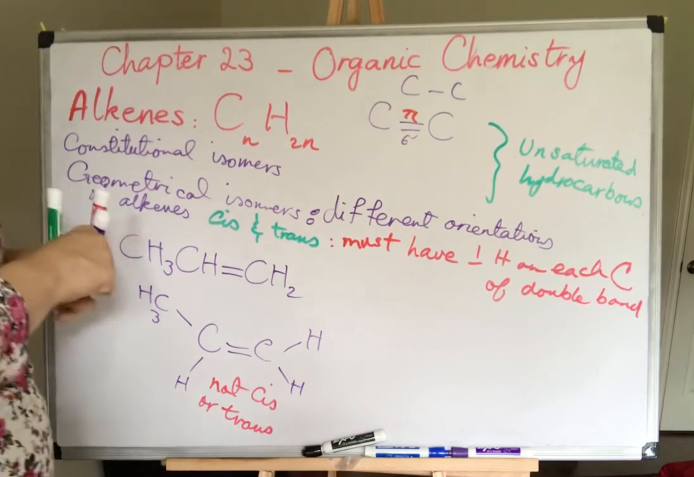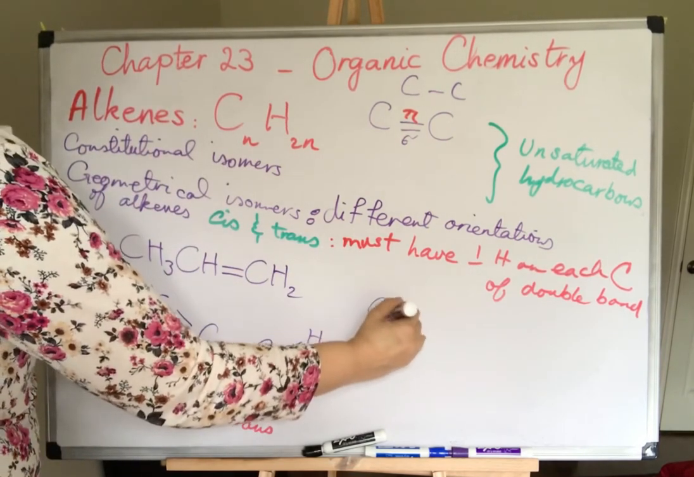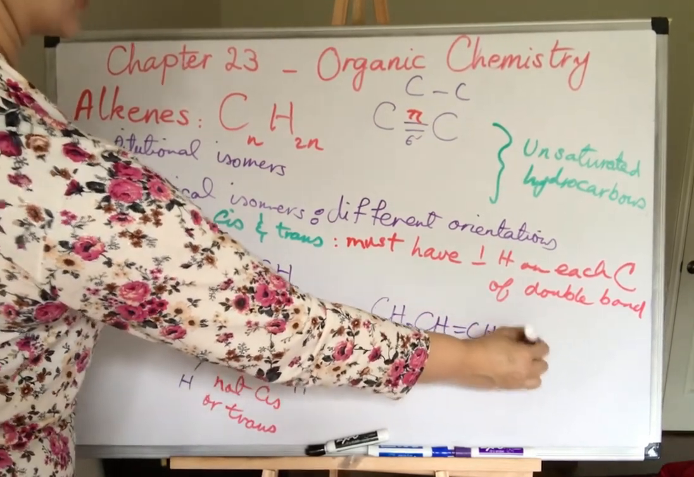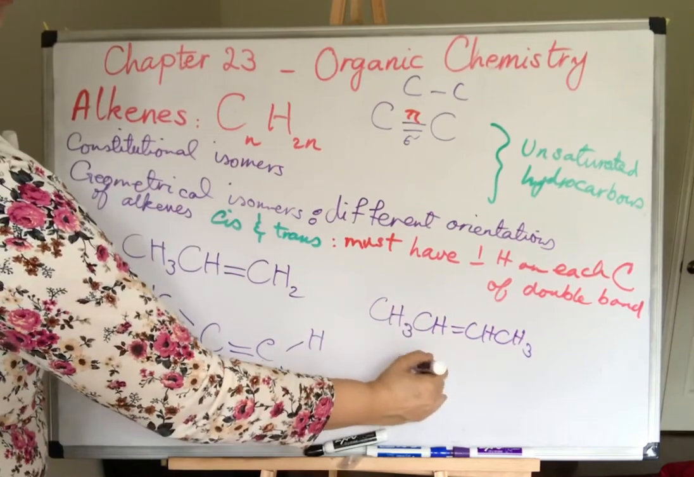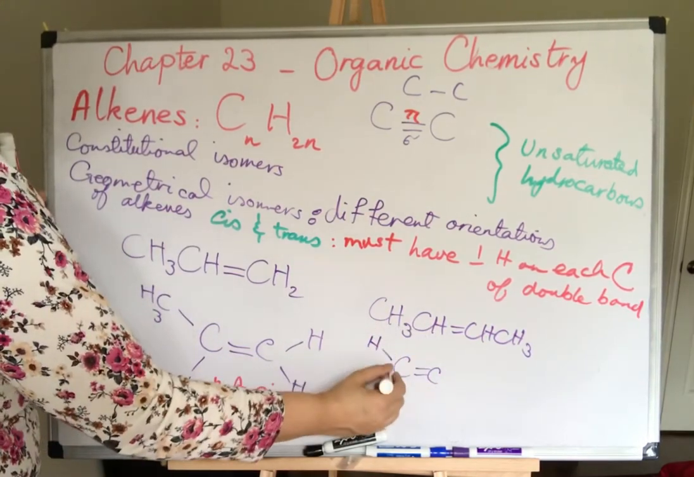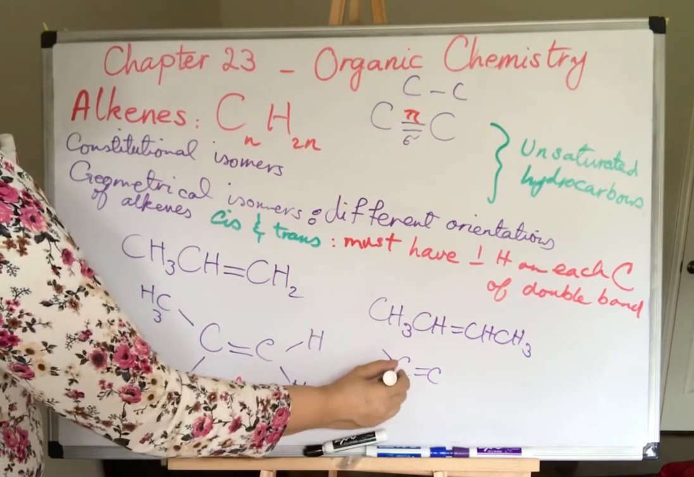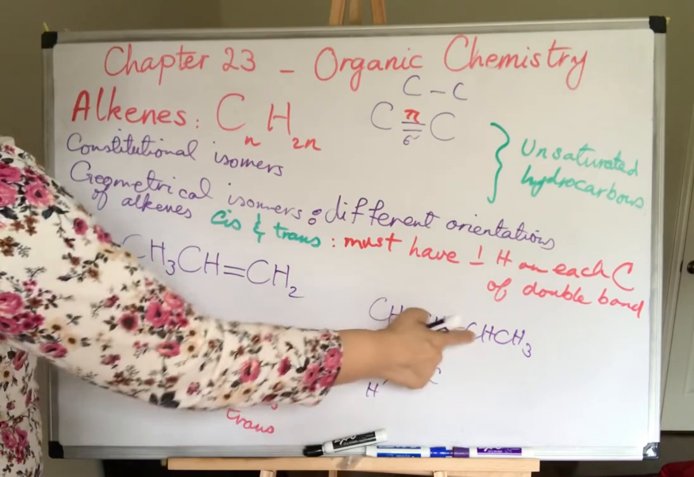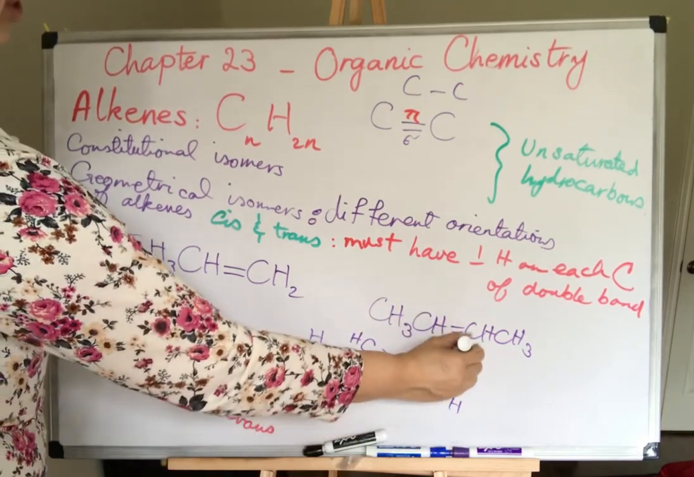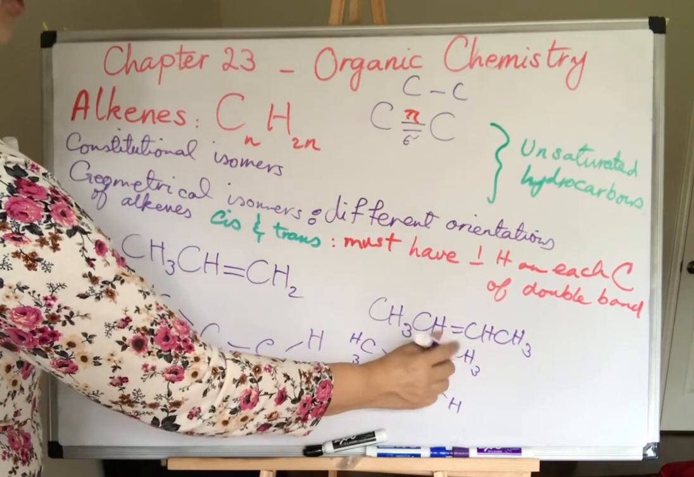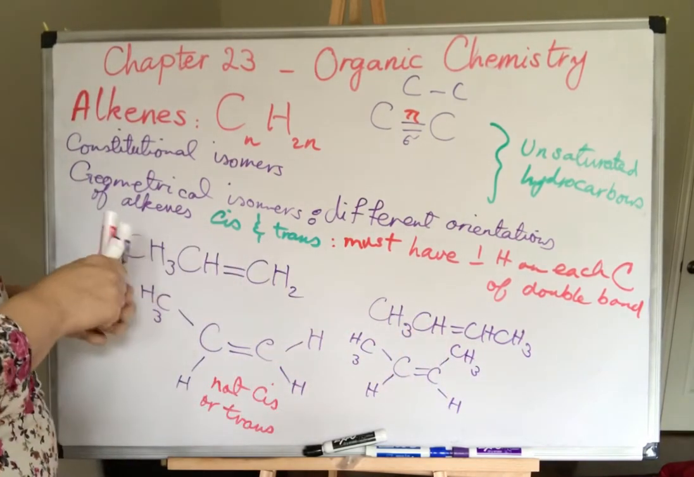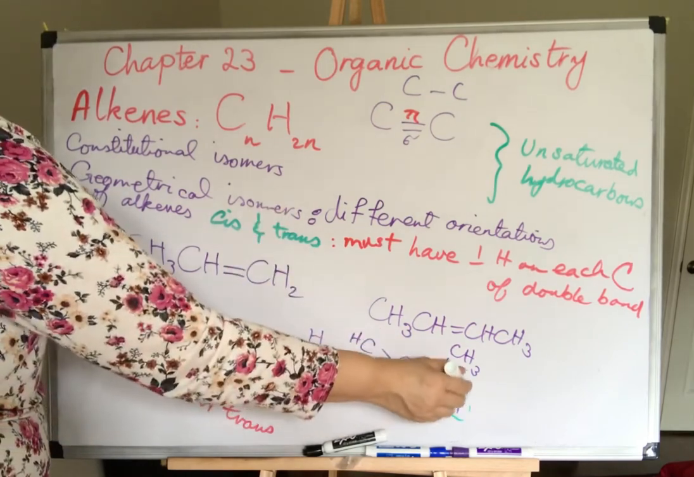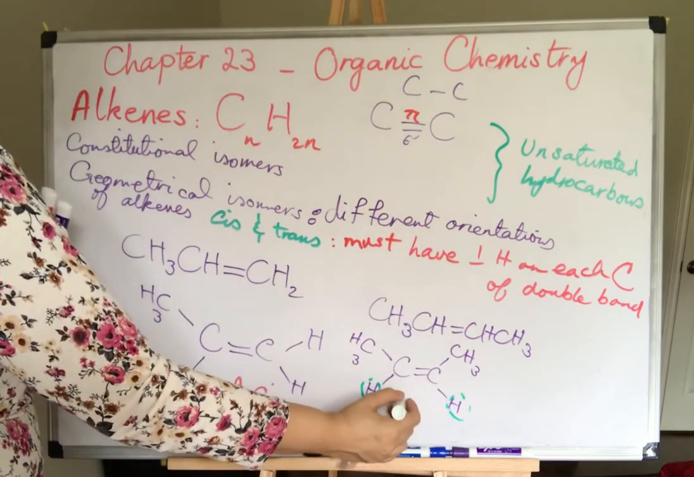But if you have this compound, CH3, CH, CH, CH3, then put the carbons again. One hydrogen. Let me put hydrogen here because I don't want you to think that hydrogen always goes to the top. You can have hydrogen here, CH3. You can have this hydrogen here and CH3. Do I have one hydrogen on each carbon of the double bond? Yes. I see one hydrogen on this carbon and one hydrogen on this carbon. Hydrogens are on the same side, so what do you name it?